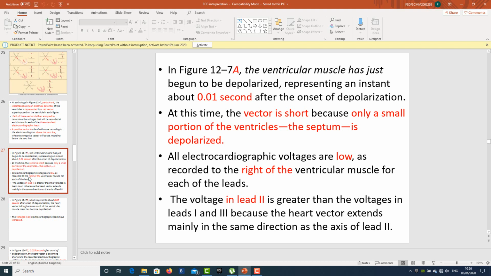The ventricular muscle has just begun to be depolarized, representing an instant about 0.01 second after the onset of depolarization. At this time, the vector is short because only a small portion of the ventricles, the septum, is depolarized. All electrocardiographic voltages are low, as recorded to the right of ventricular muscle for each of the leads. The voltage in lead 2 is greater than the voltages in lead 1 and lead 3 because the heart vector extends mainly in the same direction as the axis of lead 2.